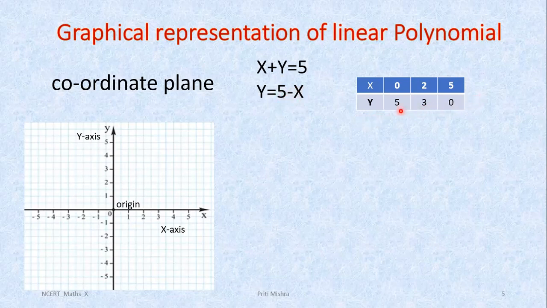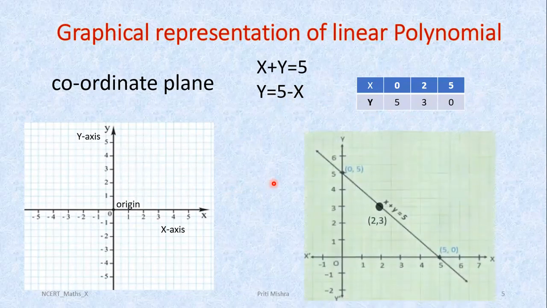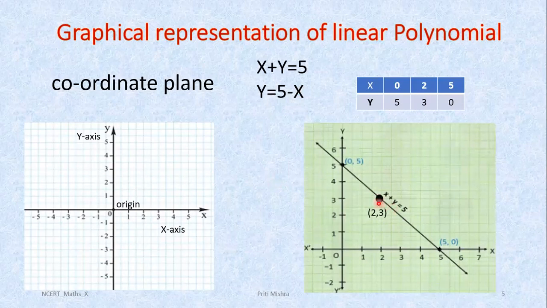Now we will plot these 3 points. These are the coordinates of 3 different points: first point, second point, and third point. Now we have to plot these 3 points on this Cartesian plane or coordinate plane. And just by joining these 3 points, we will have the graph of the linear polynomial x plus y is equal to 5. After joining these 3 points, what kind of graph we will have, I'm going to show you. This is the graph of the linear polynomial x plus y is equal to 5, which is a straight line passing through the first quadrant of the coordinate plane.